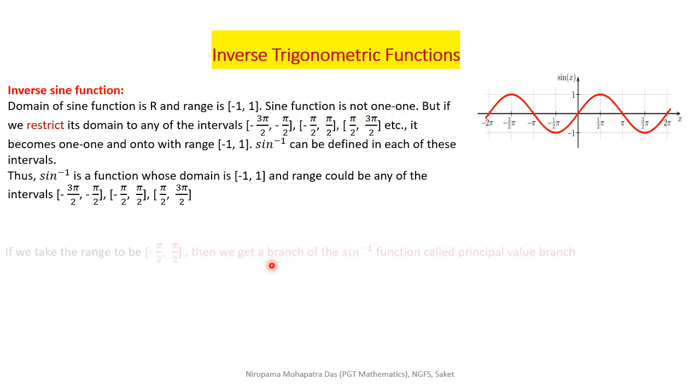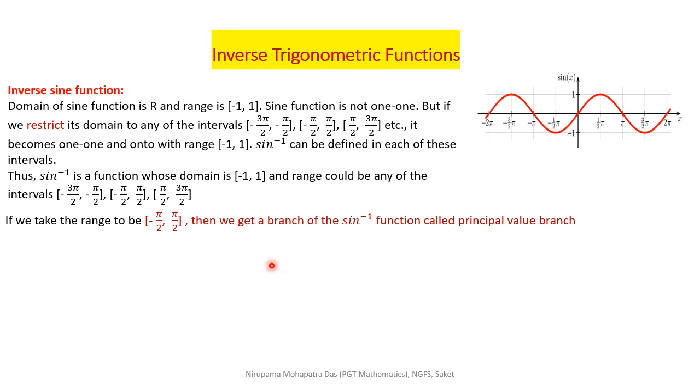But should we take all these intervals? No, because we don't want to make things very complex. What do we do here? We take the interval which is nearest to the origin. So the nearest to origin is minus pi by 2 to pi by 2. Out of all these many intervals, we consider minus pi by 2 to pi by 2 as the interval.